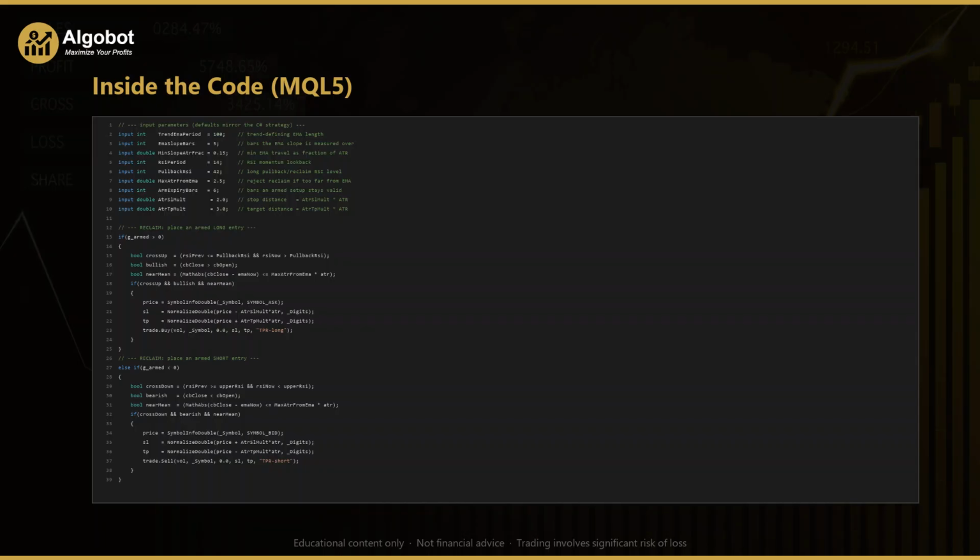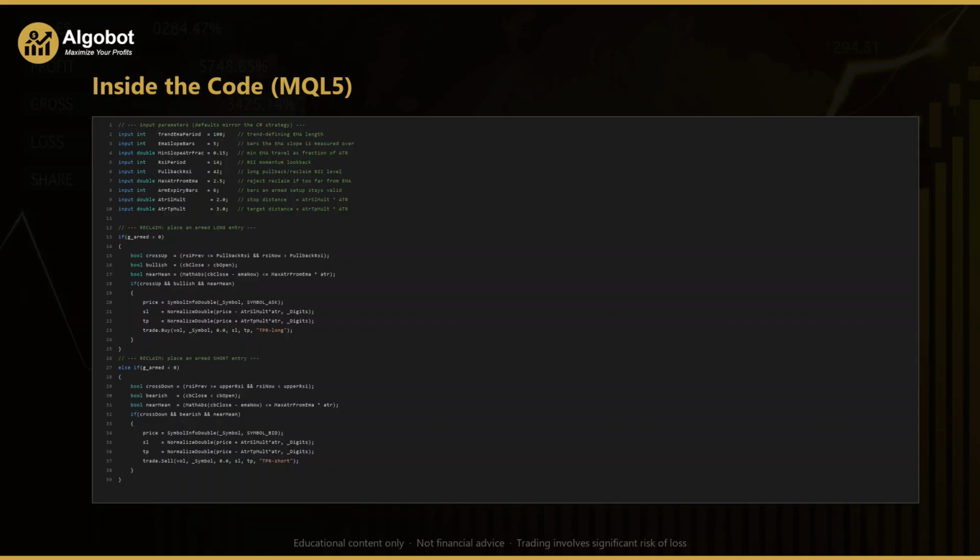Now look at the two signal blocks. The first handles a primed long when G_armed is greater than 0. Three conditions must all be true. Cross-up checks that the RSI has moved from at or below 42 on the previous bar to above it now. Bullish checks the just closed candle closed above its open. And near mean confirms the close is within 2.5 ATRs of the moving average.